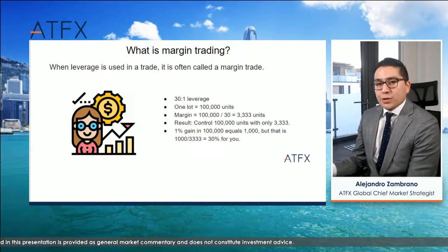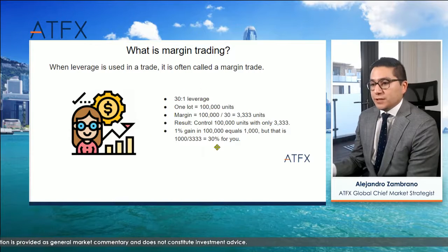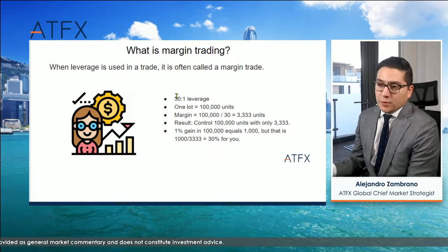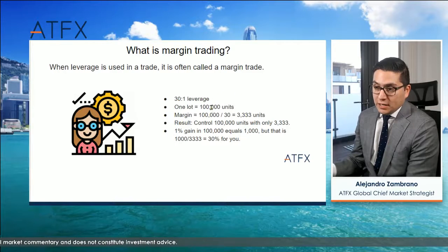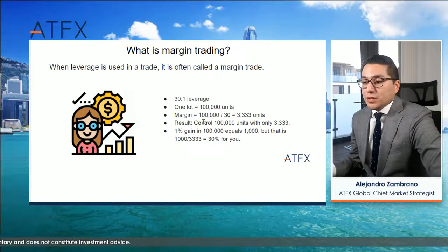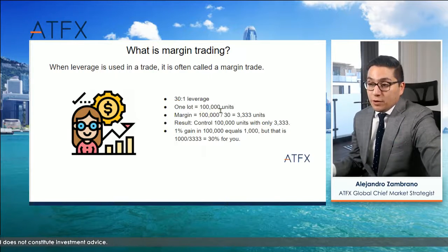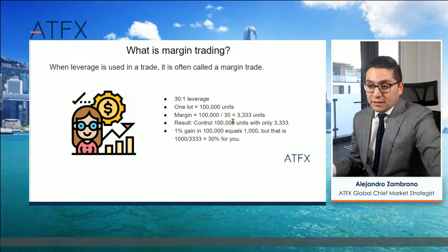Now, when we're trading, let me explain how that would work. So we're trading a currency, right? And we have 30 to 1 leverage. We want to buy one lot. That will be 100,000 units. So we want to control a position worth $100,000, and we know that the leverage is 30. So that means we need to have $3,333 to open that position, and we control this.